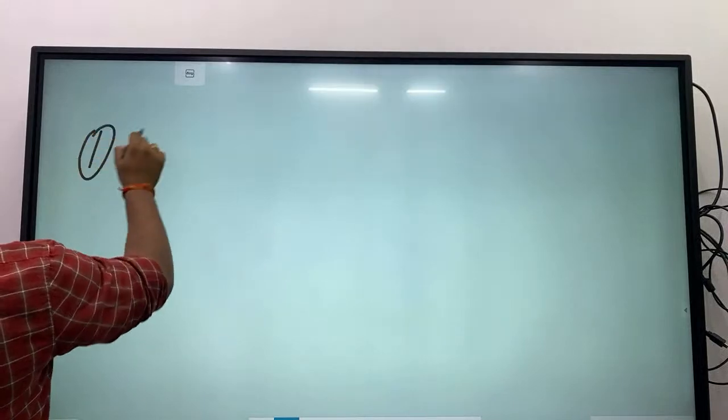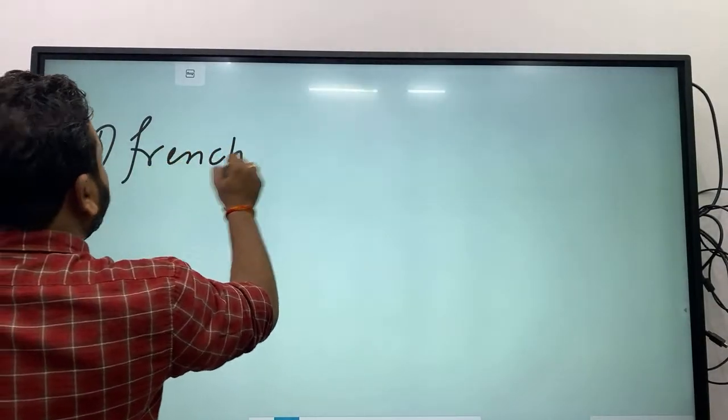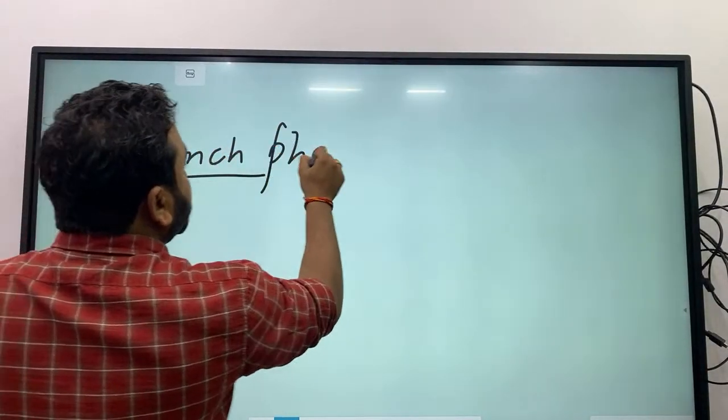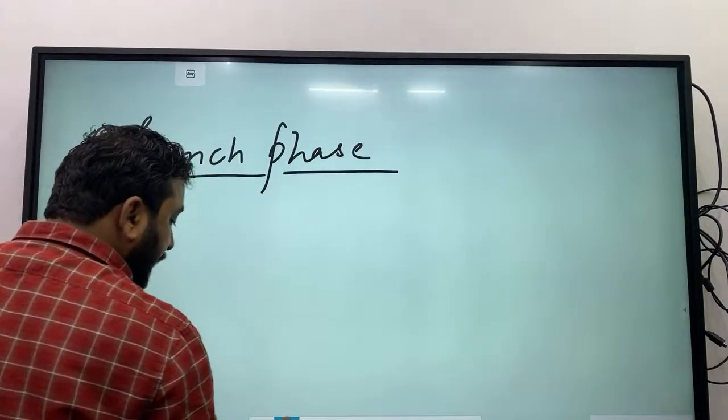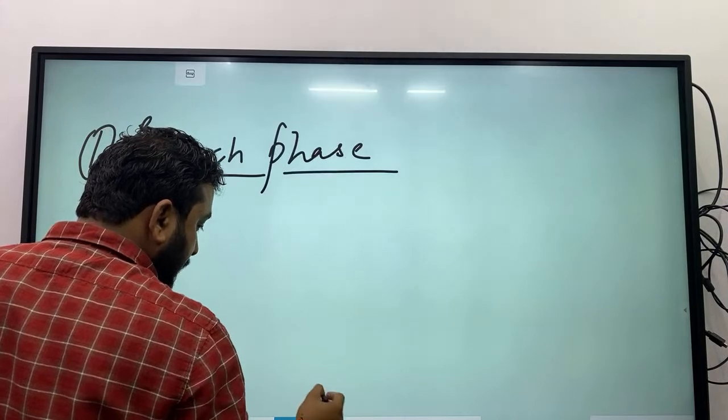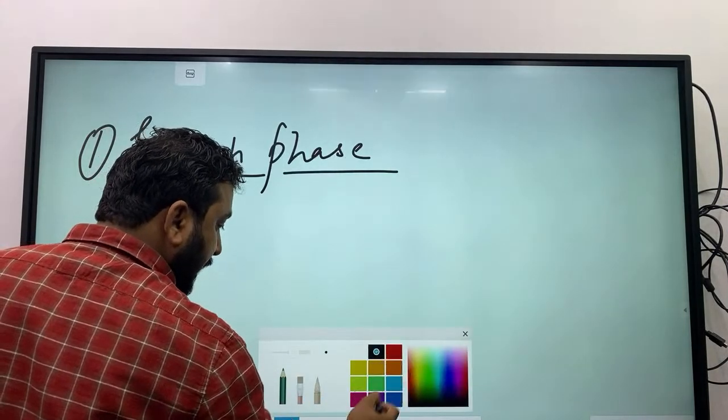Now let's go for the first phase. French phase, Chaucer's career. Here we have some counted books. The first one we have is Book of the Duchess. I write in a different color.